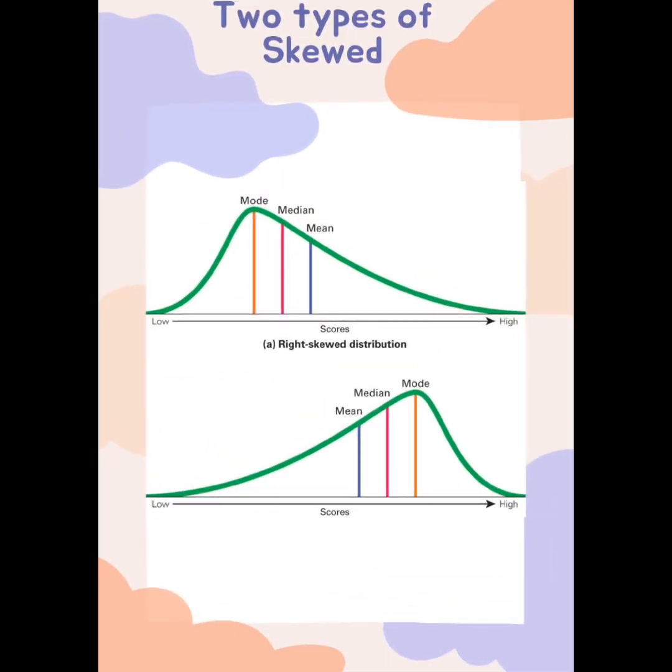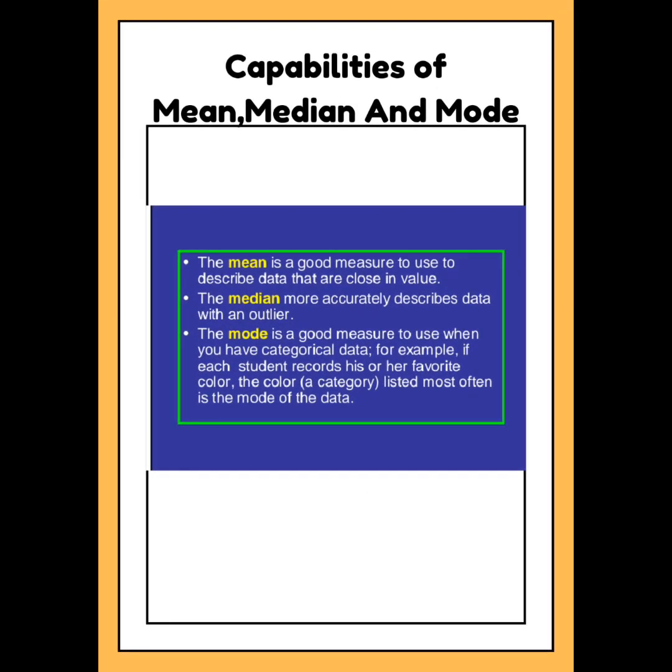Next is the structure of the two types of skewed distribution. As you can see, it represents the left and the right skewed distributions and the difference between them. Now, the capabilities of mean, median, and mode. The mean is a good measure when the values are close together, and the median accurately describes the outliers. Then the mode is a good measure to use for categorical data.